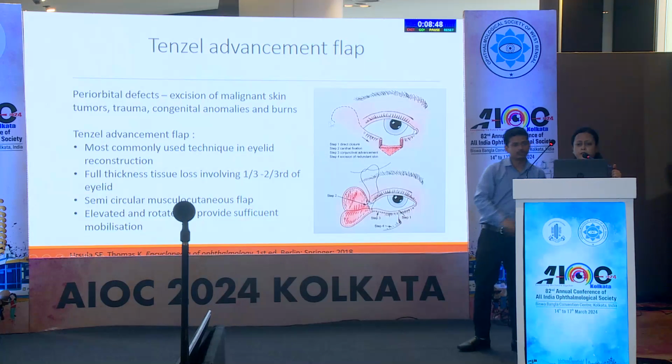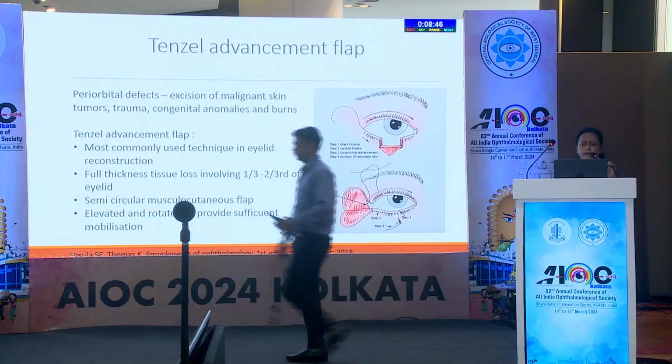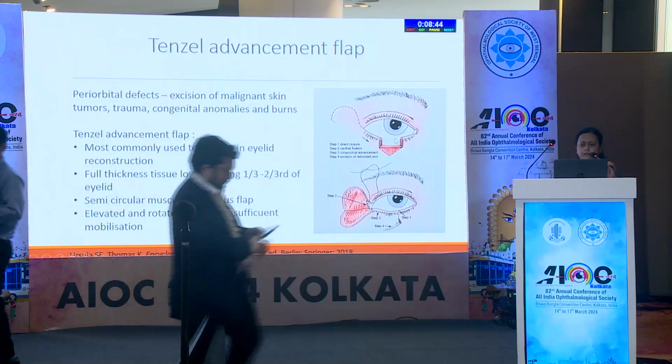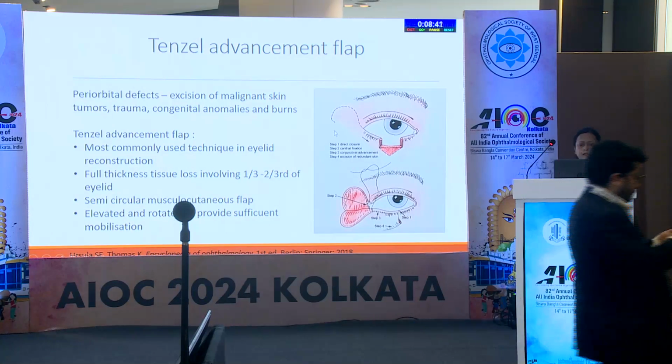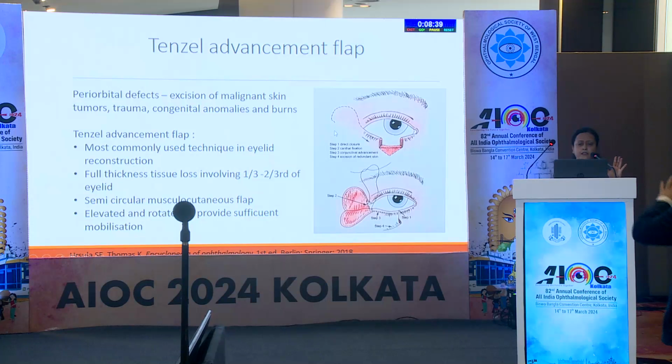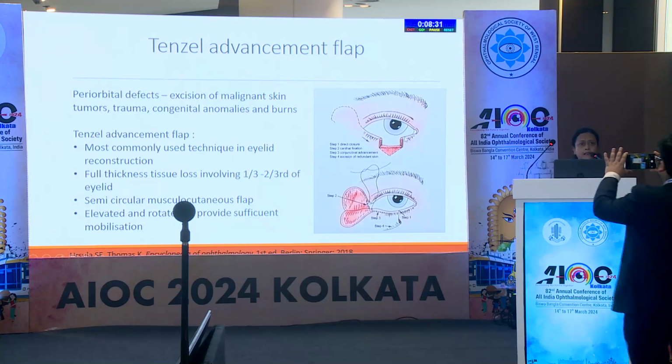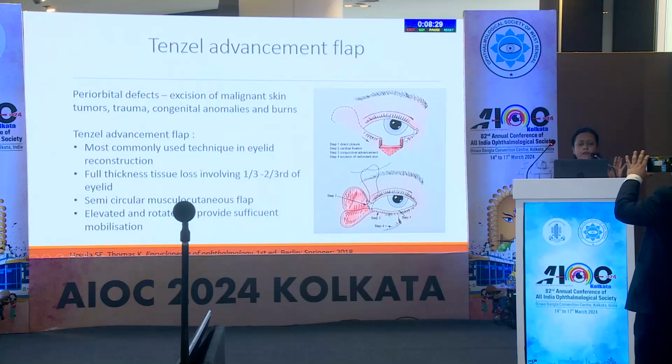Now the distance between these two ends should be double the distance of the lid defect. While closing the lid defect after fashioning the flap, we do it in 4 stages. In step 1, we close the defect directly, at least with the help of temporary knots. We keep this defect closed.